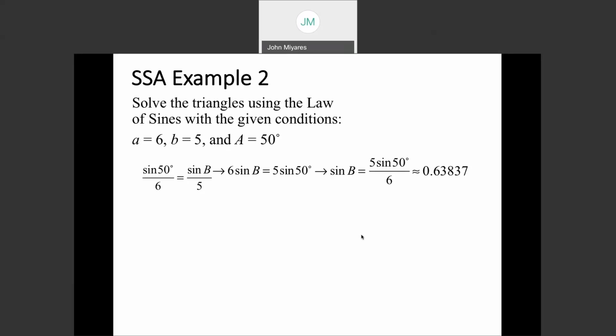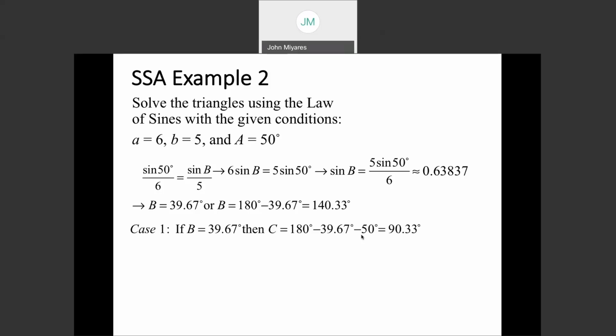Next, we'll take the inverse sine of this on our calculator, which will get us the acute solution. Angle B will be equal to 39.67 degrees. But we also need to manually consider the potential obtuse solution. We'll take the supplement: 180 minus 39.67 equals 140.33 degrees.